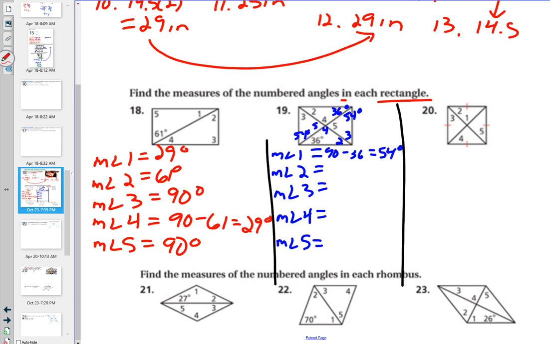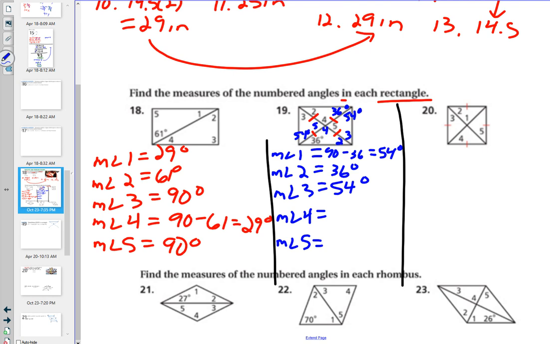Yeah, the triangles, right? But guess what? Because I'm a rectangle, all those are congruent. What type of triangle? Isosceles. All those are isosceles. And then the base angles are congruent. So very good. That's exactly. So then 2 has to be 36. 3 has to be 54 degrees. And then 4 and 5, you would just take those away. So 36 and 54 is 90.